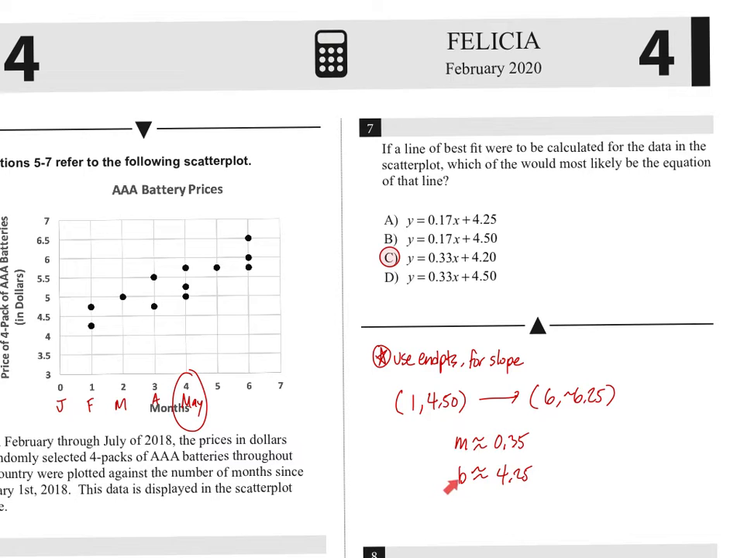And then what's the y-intercept? If you plug in, or again, you could eyeball it, it looks like the y-intercept should be approximately 4.2 rather than 4.5, right? It's dropping down a little bit further to the left. That's why I went with C, and that's the correct answer. So use your endpoints when you're looking for the slope.